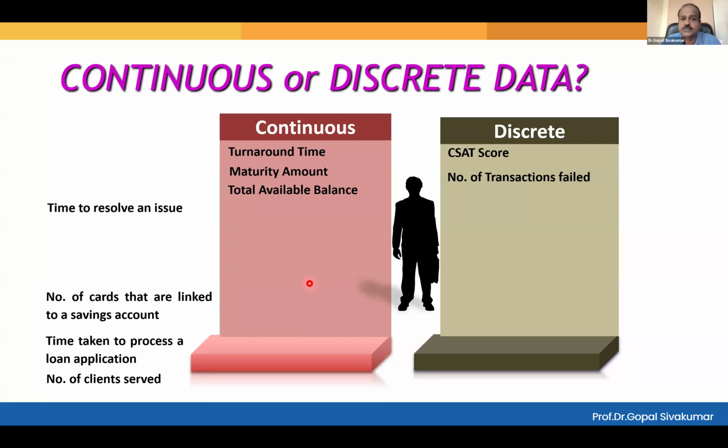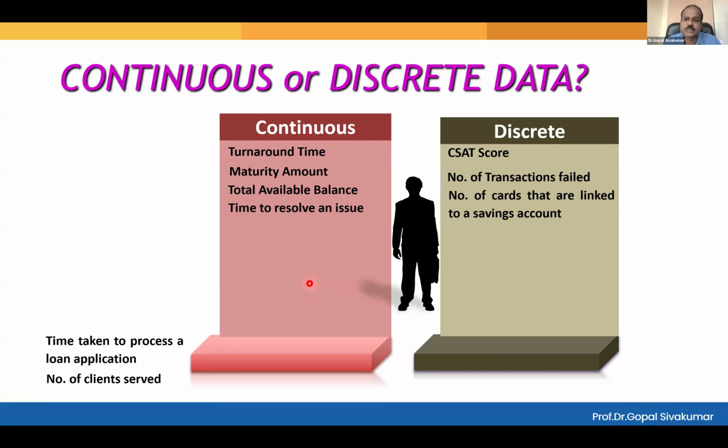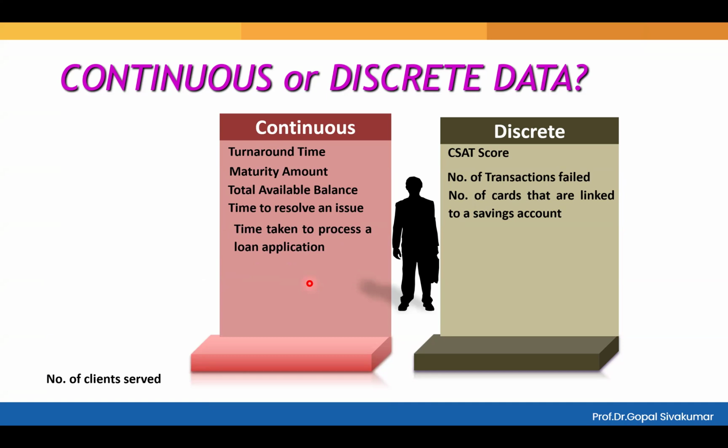Time to resolve an issue, continuous. Number of cards that are linked to your savings account, discrete. Seconds to process a loan application, continuous. Clients served, discrete. Speed of the induction motor, continuous. Temperature, continuous. Pressure, continuous. Velocity, continuous. Acceleration, continuous. Number of parts rejected, discrete. Number of suppliers, discrete. Number of employees, discrete. All of you understand?